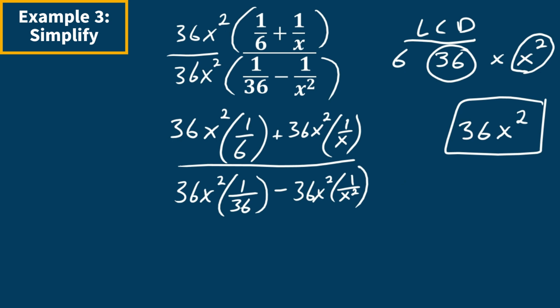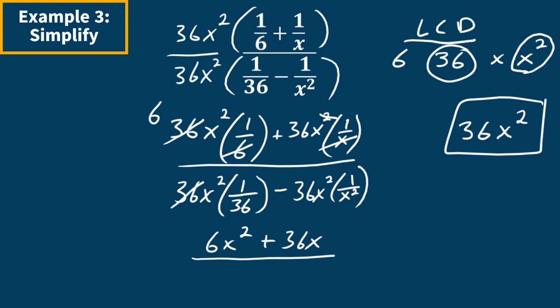Okay, so now we just go ahead and simplify. Looking at the top, this is going to become a 6 and this is going to cancel. So what we have left is 6x squared. Looking at the second one, 1x is going to cancel. So we're going to have plus 36x. Now we look at the denominator. We have 36 and this 36 are going to cancel. So we just have an x squared. And then the second number, x squared and x squared cancel. So we just have minus 36.